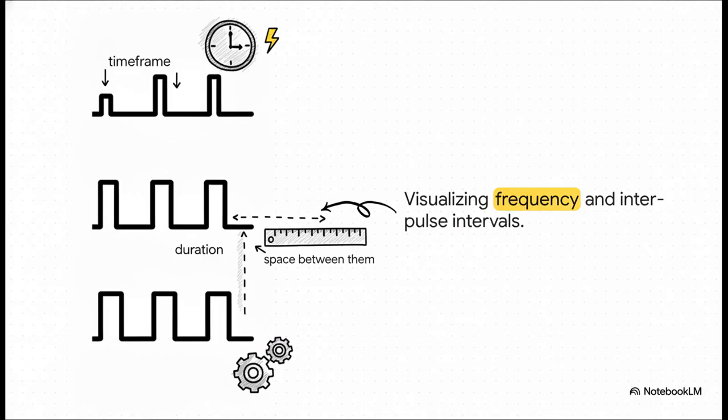All right, let's visualize frequency. Frequency is just how often the current turns on and off in a given time frame. For a standard 100 millisecond duration, the ideal frequency is right around 30 cycles per minute.